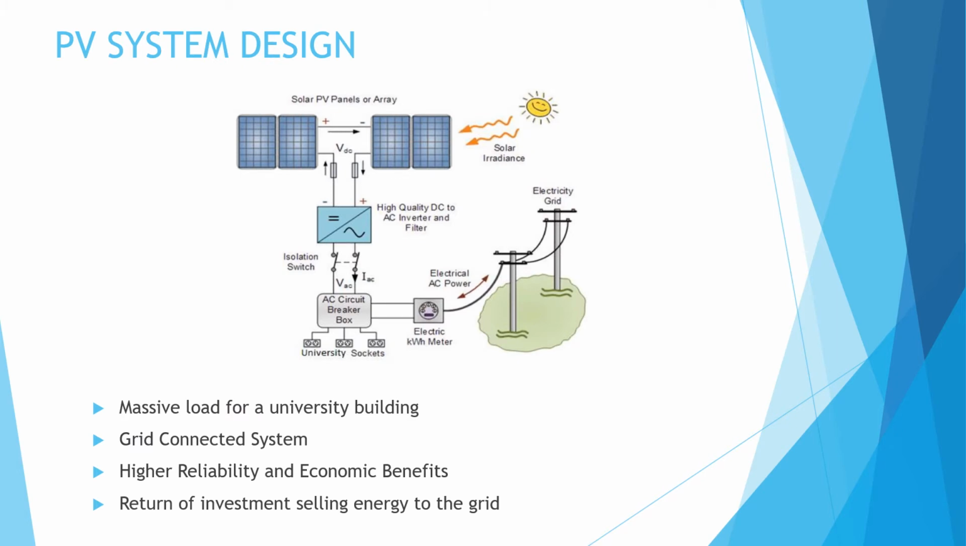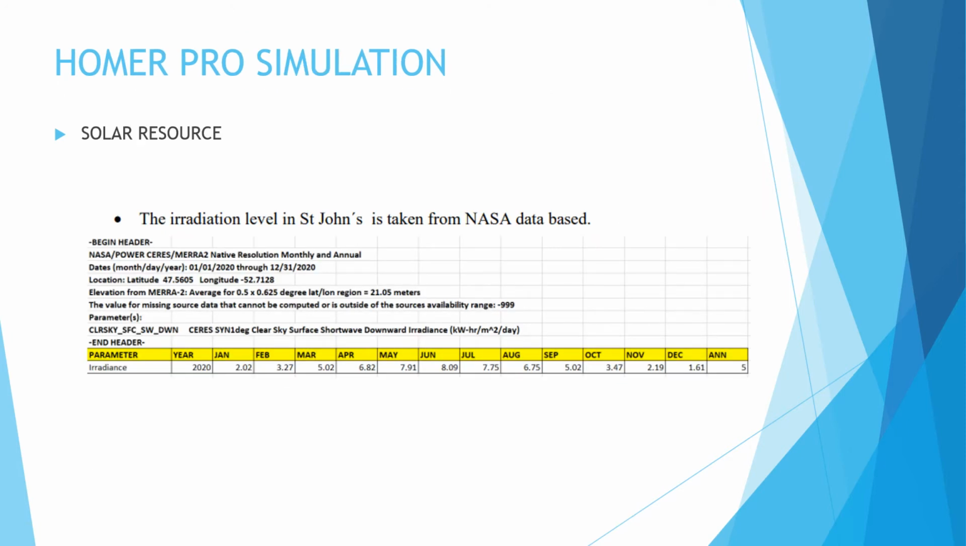So with this, we have the PV system design. Because we're dealing with a massive load for a university building, we're taking into consideration a grid-connected system. This kind of system gives us much more reliability and economic benefits. Also, this gives us returns on investment because we are able to sell back some energy to the grid. Also, this allows us to have an energy supply during the night or as a backup. As a solar source, we need to get all the data from the NASA server, and then upload all this information in Homer Pro.